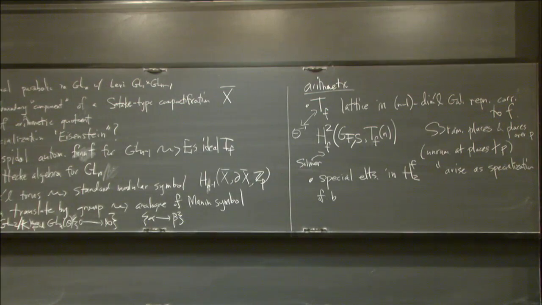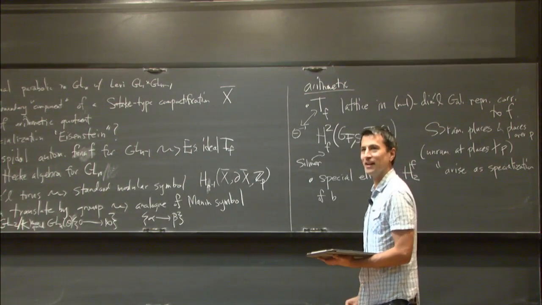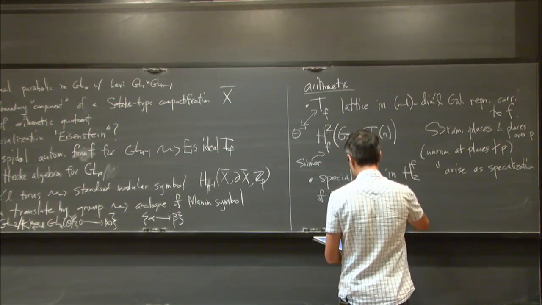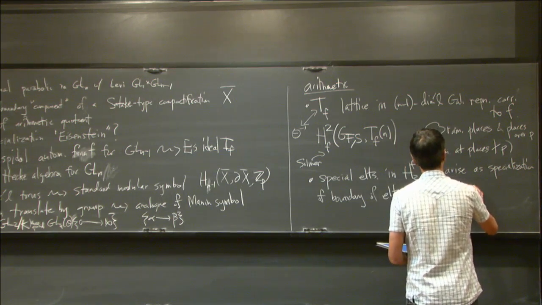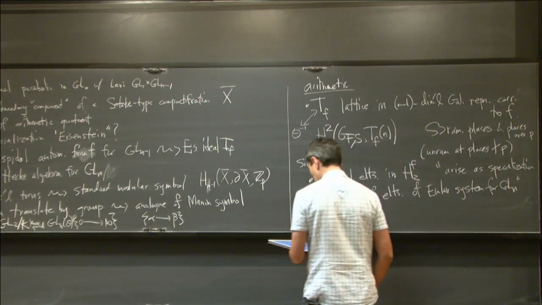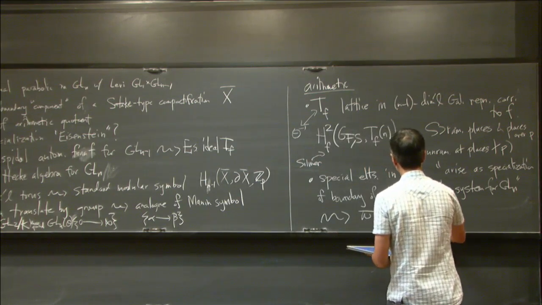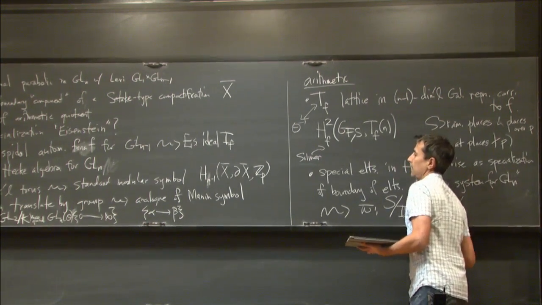So what I'm describing is, if you wanted to formulate this in some general setting, what would you imagine you must need? Boundary of elements of Euler system for GLN, whatever that means. There are many problems with this that you should probably see immediately. And then this would give us our map.